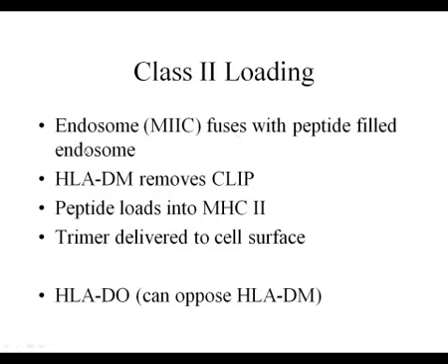Then the endosome will fuse with a peptide-filled endosome. So the peptides you want loaded here are now in its presence. So something called HLA-DM, which is not a class 1 or class 2 MHC. The terminology is very confusing. But bringing it to your attention now, HLA-DM is not like HLA-DR, DQ, DP. It is something that removes the CLIP, allowing peptide to then get loaded into the MHC class 2, and now it's a stable trimer of an alpha chain, a beta chain, and a peptide, so it can be delivered to the cell surface.